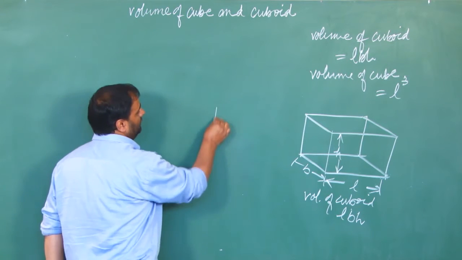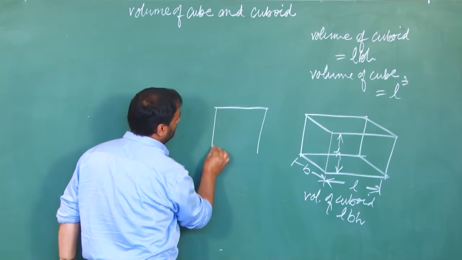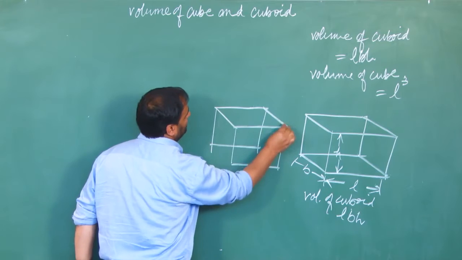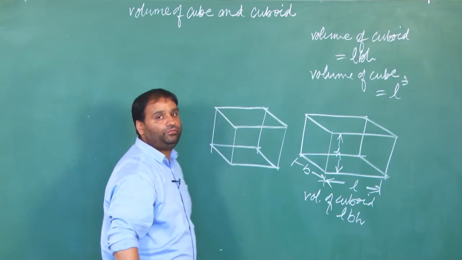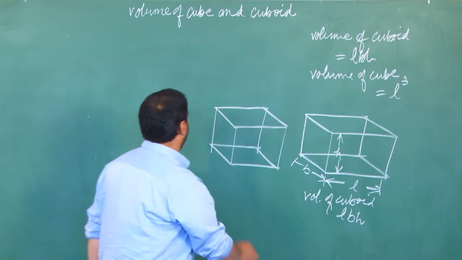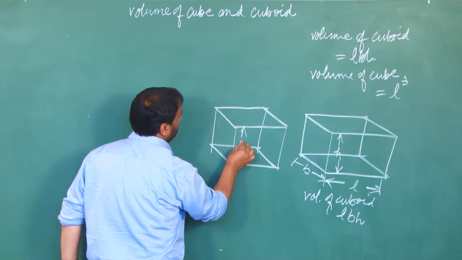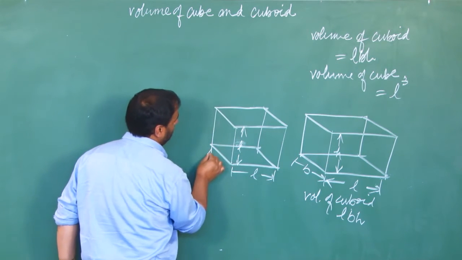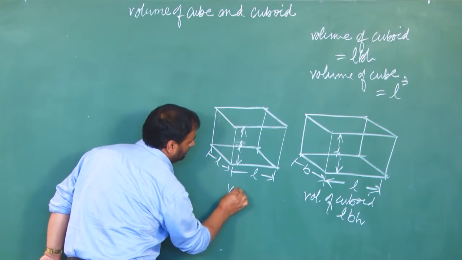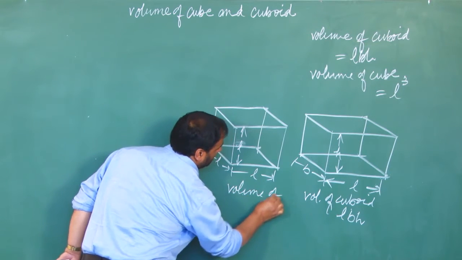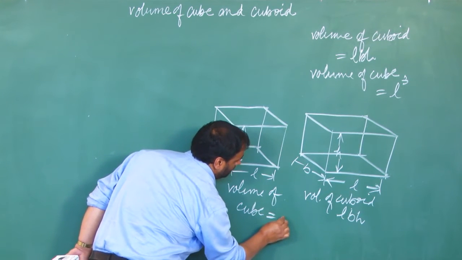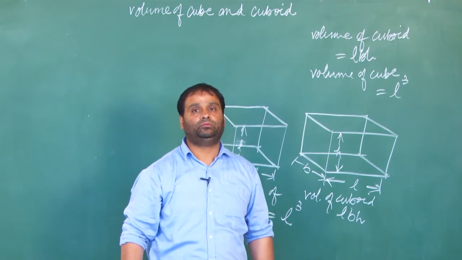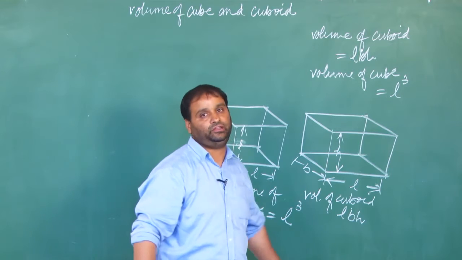And for a cube, we know cube is also a form of cuboid, but with all sides equal. We say a cube is a 6 square-faced figure with its length and breadth equal to S, or we can denote it by L. Its length, its breadth, its height is the same. So the volume of cube is equal to the product of all 3 dimensions. If we take the edge of the cube as L, then its volume will be L raised to power 3.